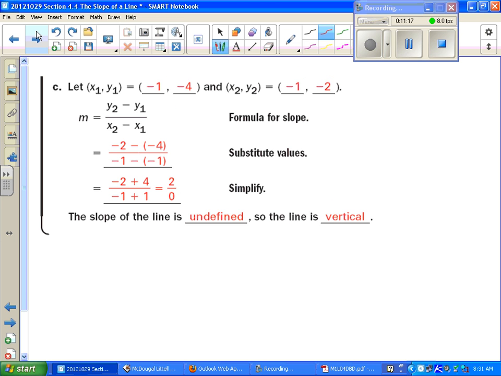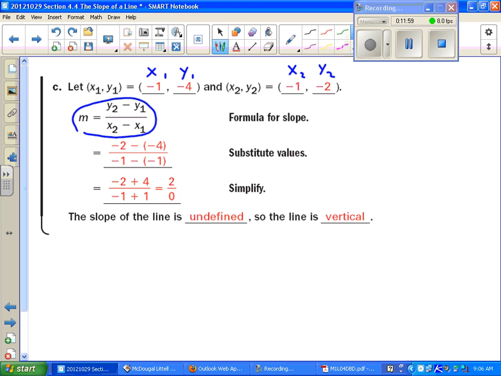And then the third part of example number 1, -1, -4, and -1, -2. Okay, for this example C, you have x sub 1 value, y sub 1 value as -1, -4. So remember, it's x, then y, then x, then y, and it's sub 1, sub 2 for each. That's the best way to do it, is to label all your points. So your slope formula is still the change of y over the change of x. M equals the change of y over the change of x. So y sub 2's value is -2 minus y sub 1's value, -4.